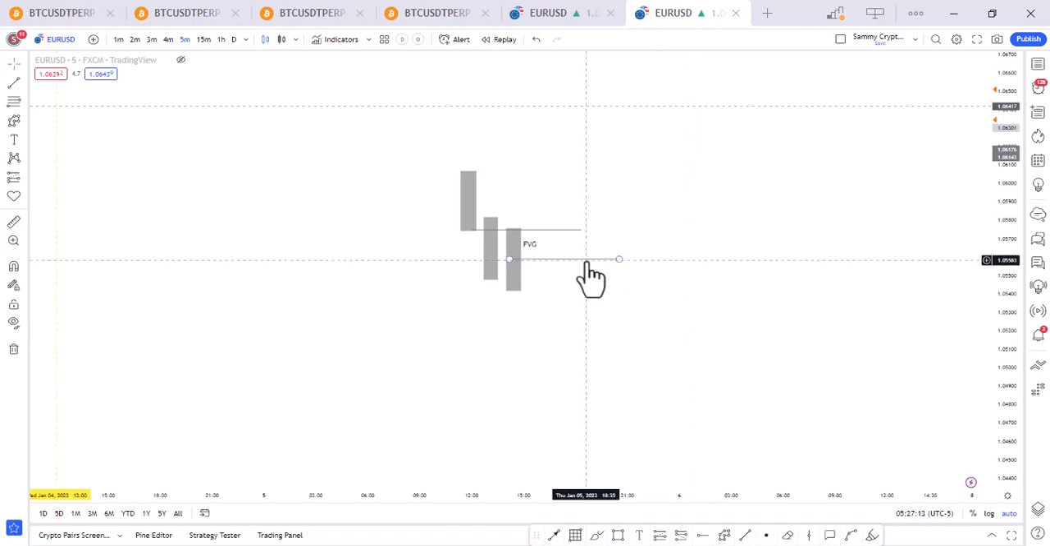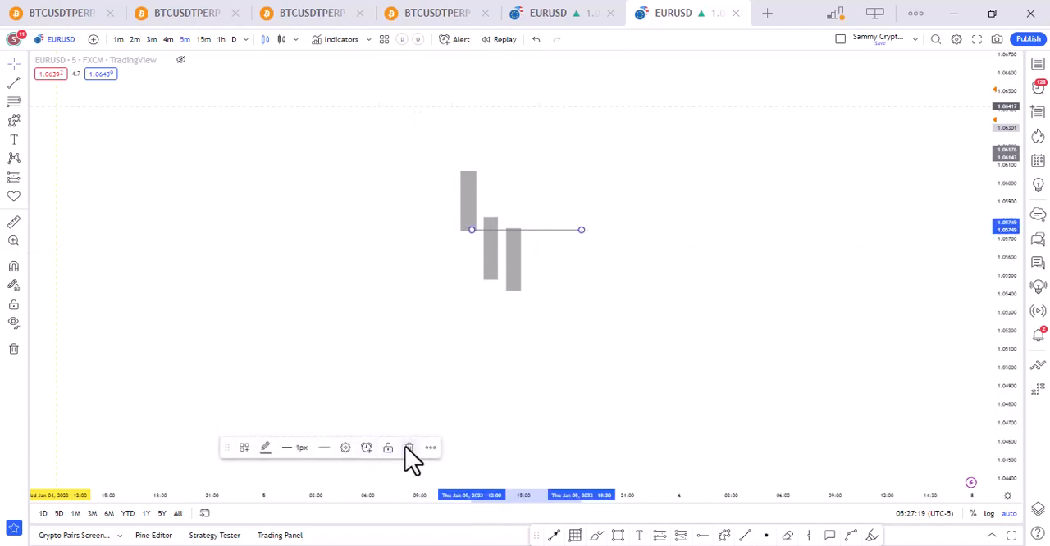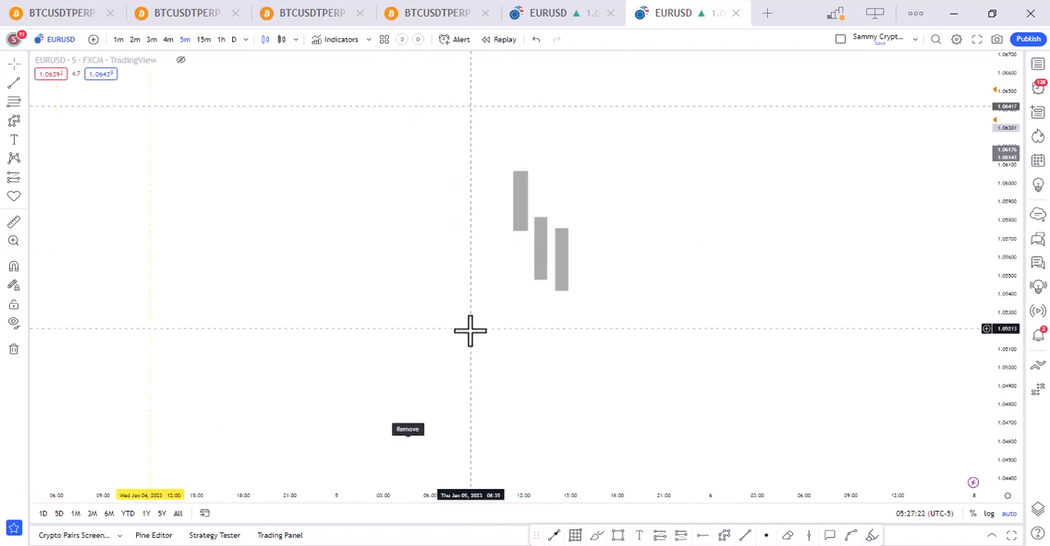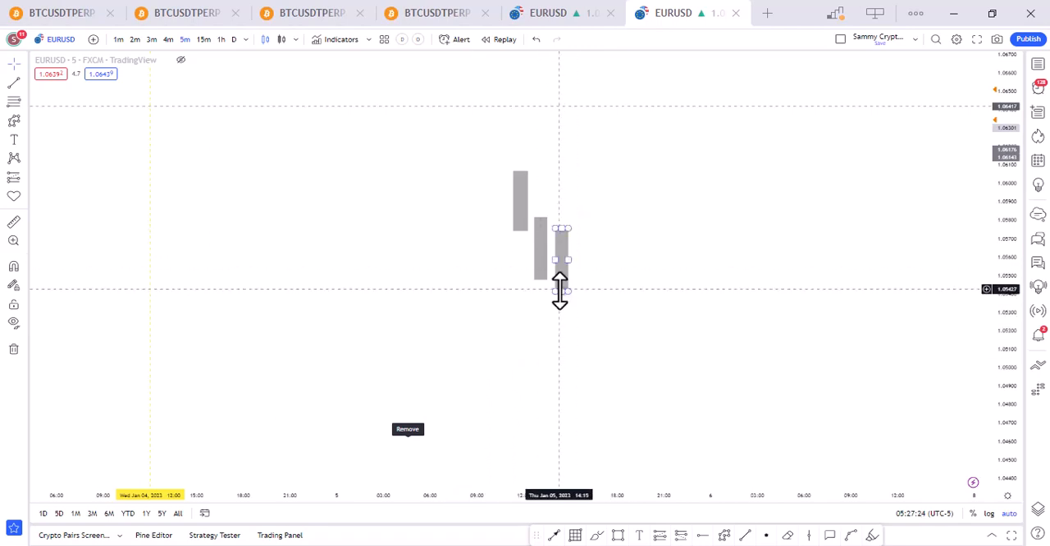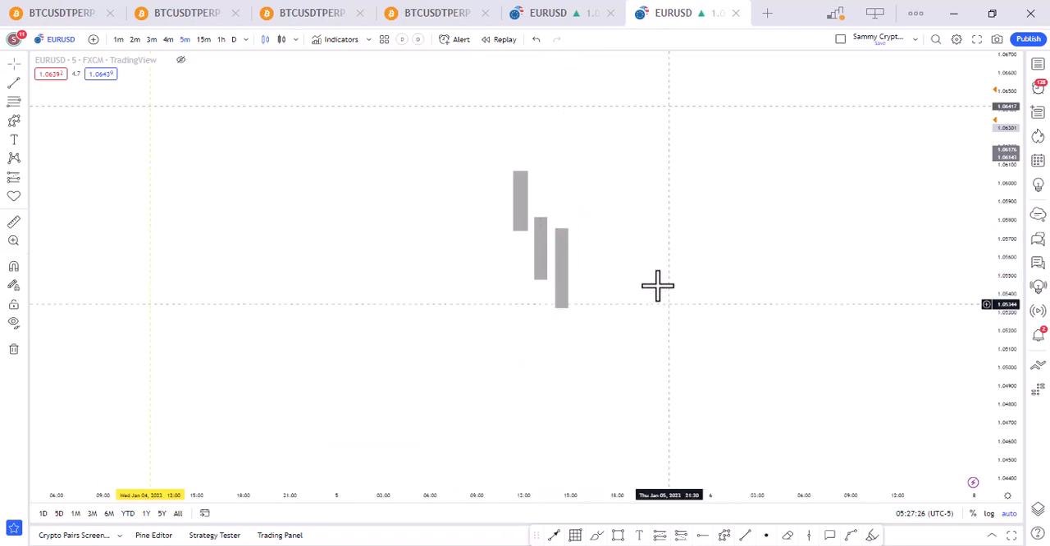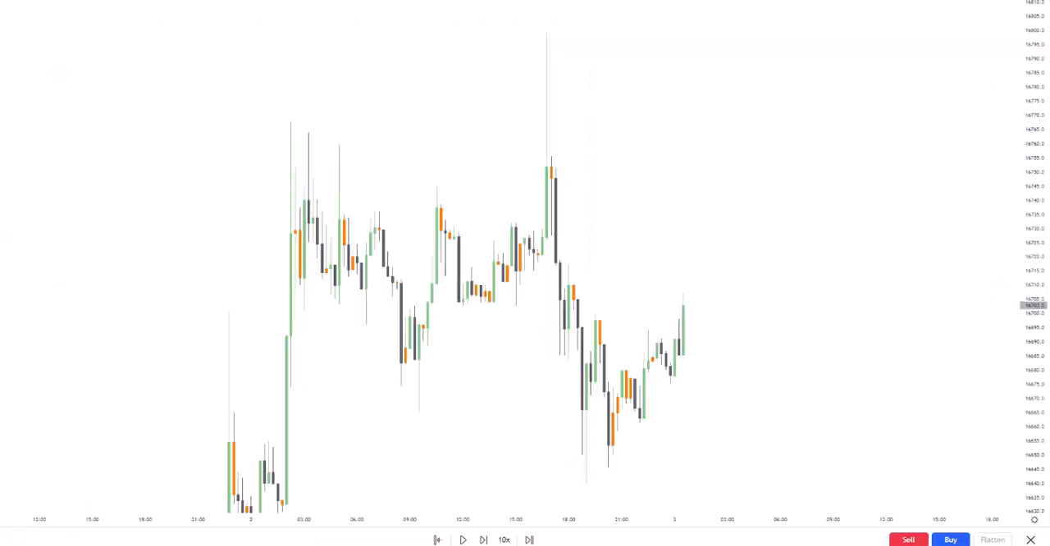So in this case there's no imbalance, everything here is balanced. You see this? But once there's a void there, it becomes a fair value gap, and you're expecting price to take that out. Let's go into the chart.